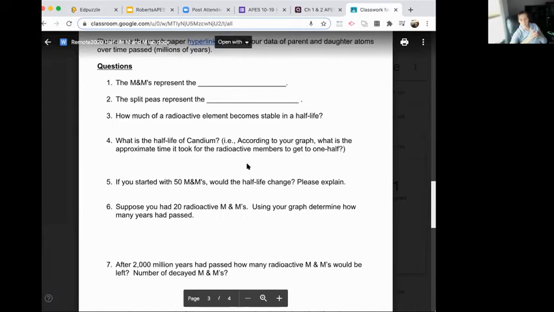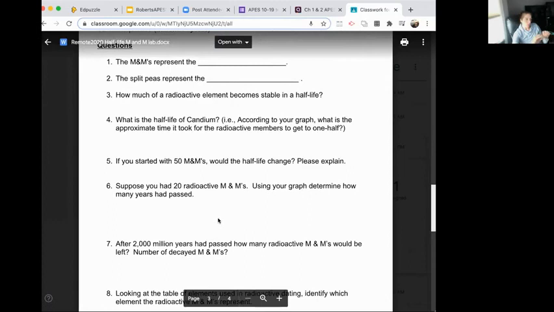It's going to happen at a set rate, but we can't point at that atom and say it's going to undergo decay now. We don't know which of those atoms are going to do that, but in a certain period of time, about half of them have.